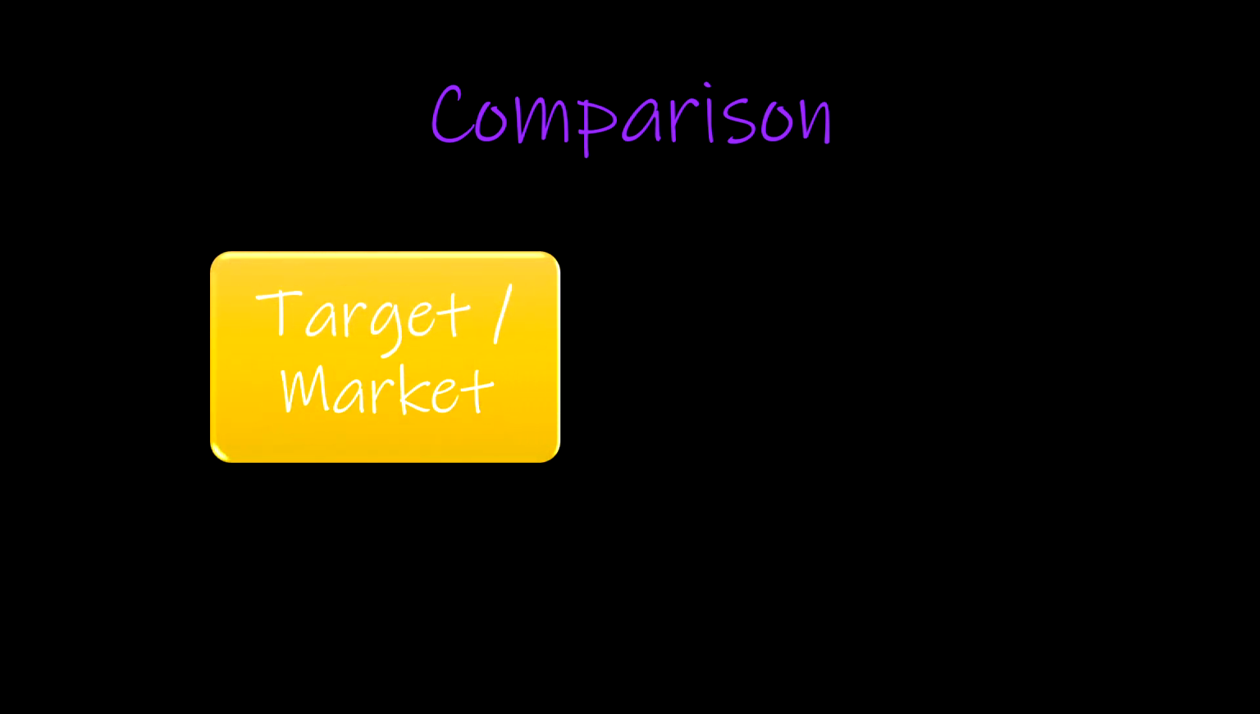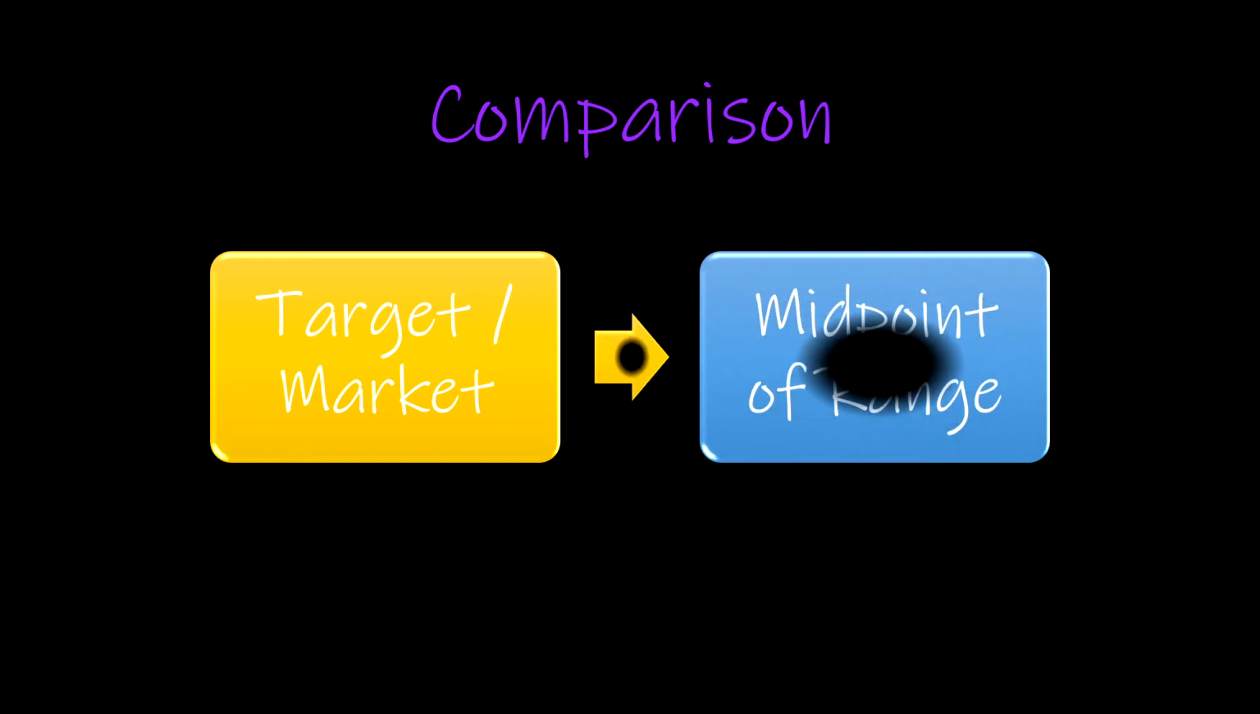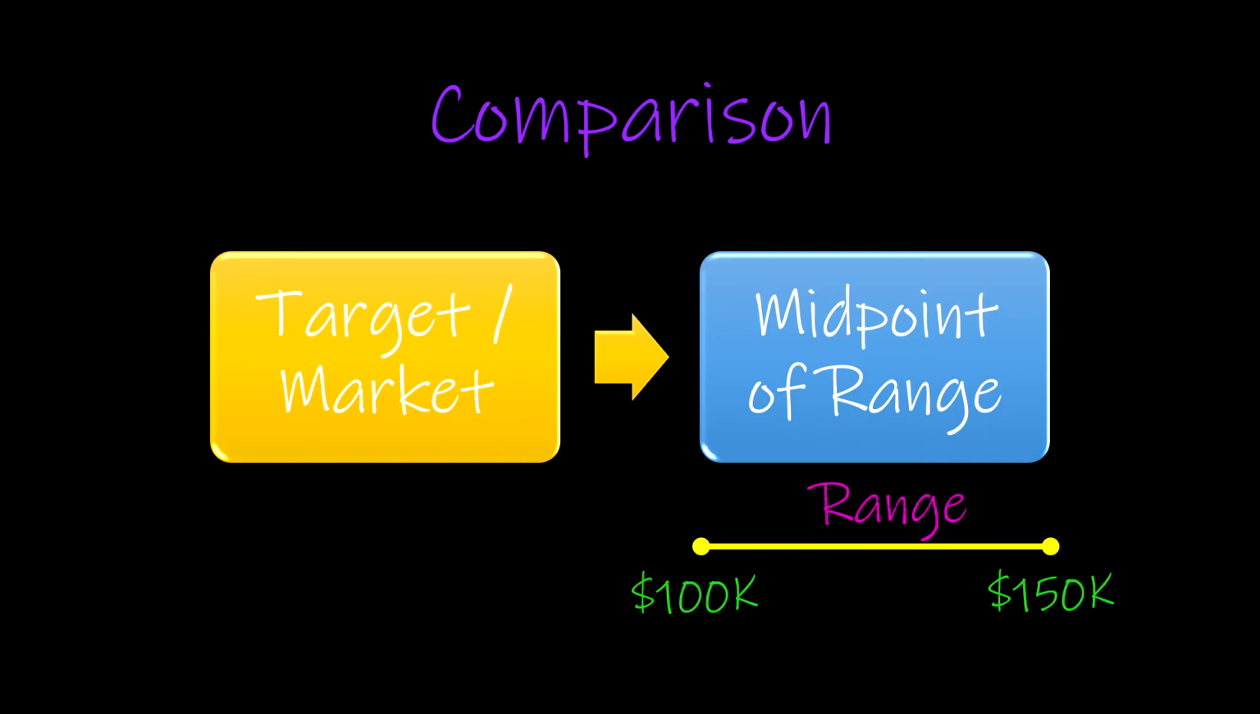As we do this, what we essentially are doing is identifying the target or the market compensation by looking at the midpoint of the pay range for the target or the market. So for example, if we were looking at our target pay range and it went from $100,000 to $150,000, the midpoint of that would be $125,000, and that would be our point of comparison.